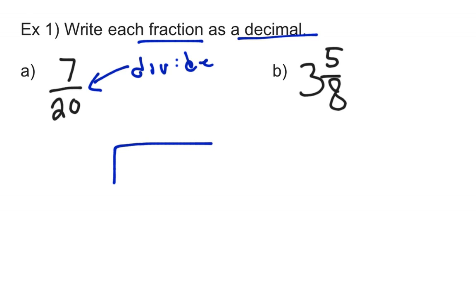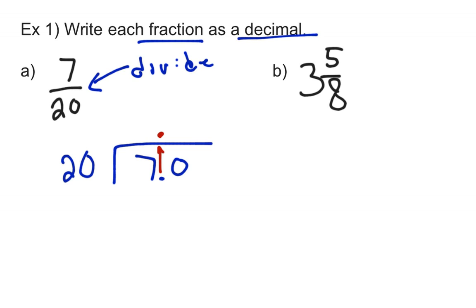Remember, when I say the fraction here, 7/20, I say the 7 first. The number you say first always goes inside the box, so the 7 goes inside, the 20 goes outside. Now I know that 20 doesn't go into 7, so instead of 7, I have to make it 7.0, and I bring that decimal point straight up into my answer, and then I leave it. I'm done with the decimal.